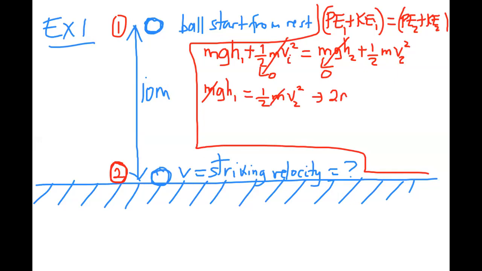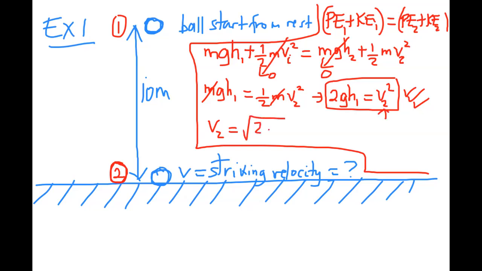Then 2gh1 must be equal to v at position 2 squared. So this is a nice formula that will help me to find the value of v2. If I find v2 by taking the square root of both sides of this equation, the square root of v2 squared is just v2. Then the other side, the square root looks like 2g times h1.